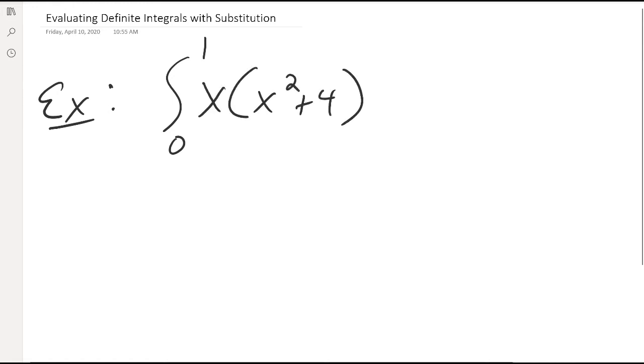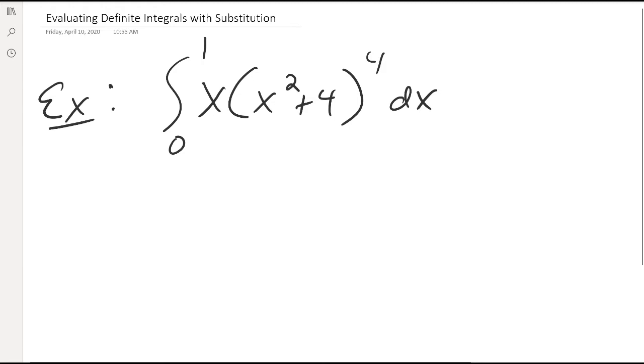So I'm going to do just one quick example here. Suppose we had the integral from 0 to 1 of x times (x squared plus 4) to the 4th power dx. It turns out there are two different ways that you can solve these integrals. I'm going to show you one way, and then I'll briefly mention the other way.